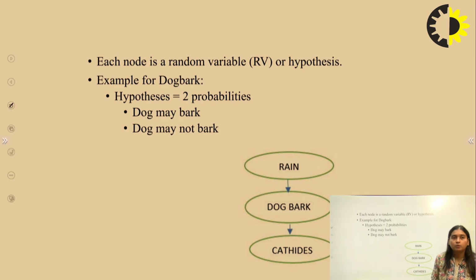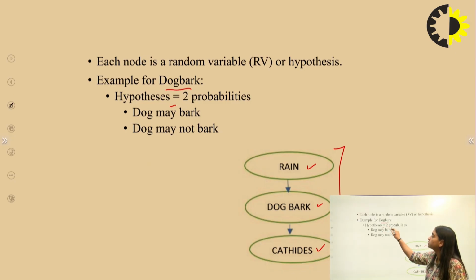Let's take an example to understand these concepts. Each node is a hypothesis or a random variable. Here I am taking this particular example: if it rains then the dog will bark, and if the dog barks then the cat hides. The dog bark hypothesis has two probabilities: if it rains, the dog may bark or may not bark. In this manner, you will represent the DAG. You have some nodes and edges to represent the relationship between those hypotheses.